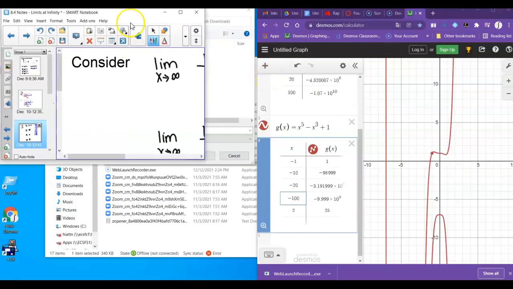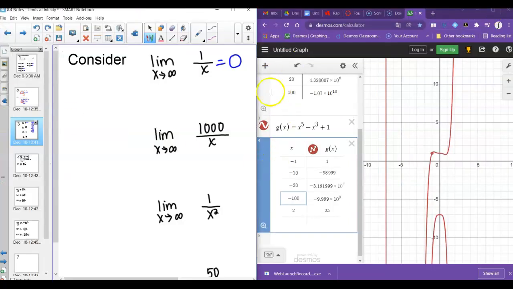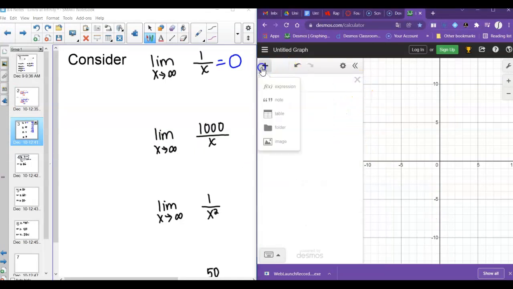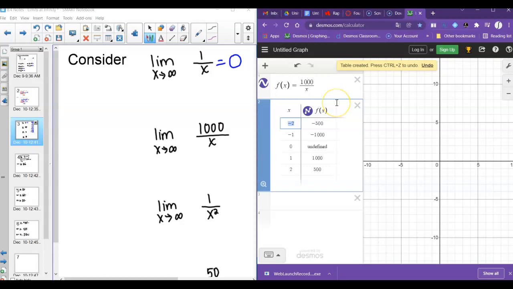So I'm going to look at Desmos here, just so I can do this a little more quickly. And so if I call it f of x equals 1,000 over x, and let's add us a table here. So if I plug in 1, 2, 3, you can see I'm getting 1,000, 500, 333.